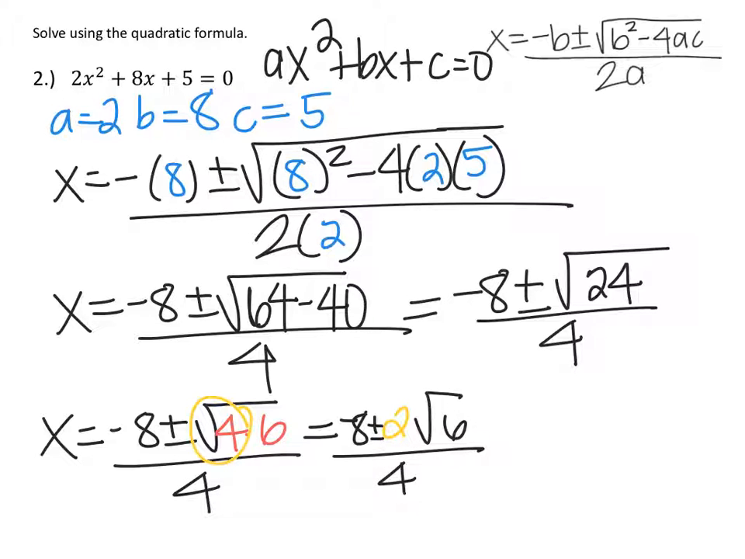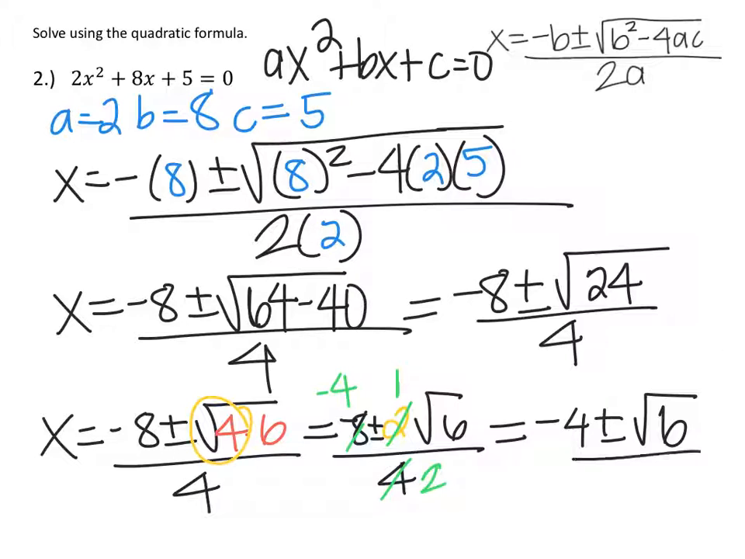And then we can simplify with the common factor between 8, 2, and 4, which is 2. So if we were to reduce by 2, we'll have x equals negative 8 divided by 2 is negative 4. 2 divided by 2 is 1, and 4 divided by 2 will leave you with 2. So it's going to become negative 4 plus or minus 1 times the square root of 6, all divided by 2.